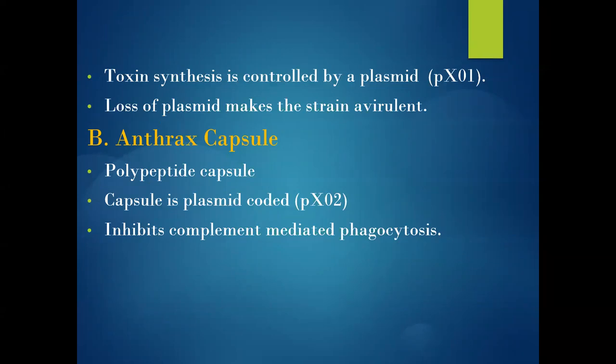Toxin synthesis is controlled by plasmid pXO1, and loss of the plasmid makes the strain avirulent. The second point is the anthrax capsule. This is polypeptide in nature and it is coded by the pXO2 plasmid. It inhibits complement mediated phagocytosis.